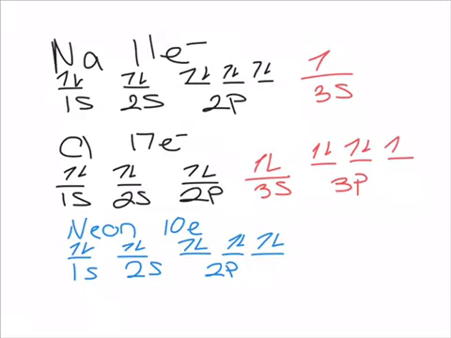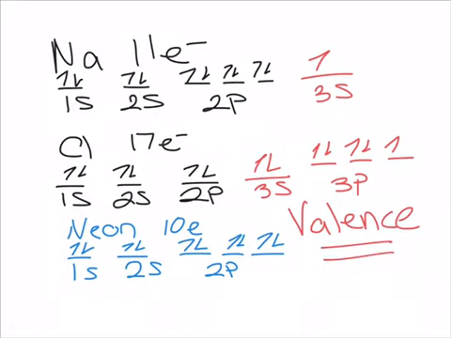As we continue our journey towards understanding how atoms bond with one another to form a variety of different compounds, we begin where we left off, and that's with electron configurations. Here I have an electron configuration for sodium with 11 electrons and another for chlorine with 17 electrons. And remember, one of our key words is valence electrons.